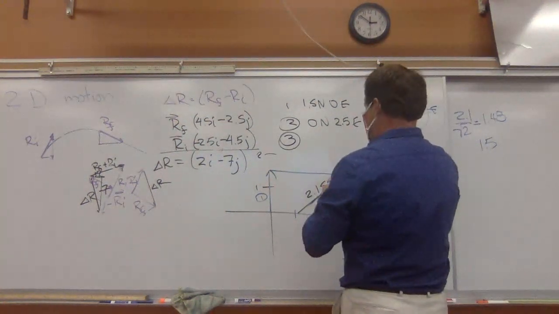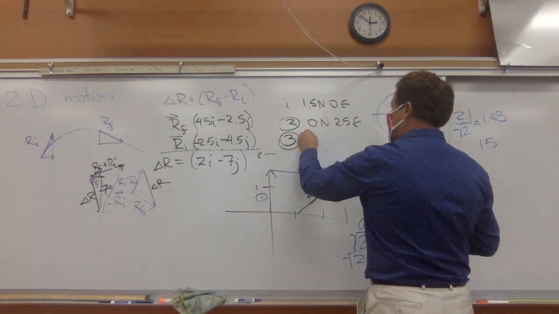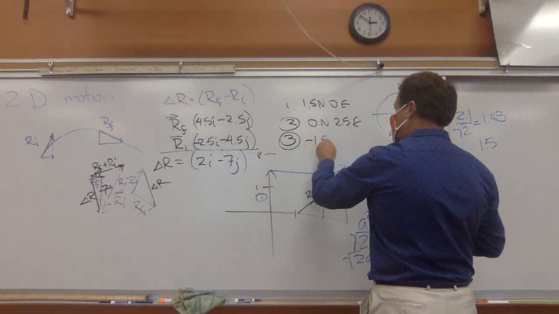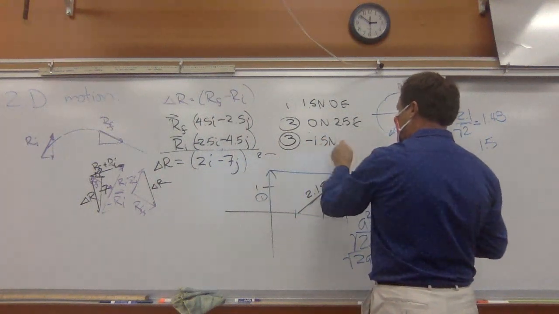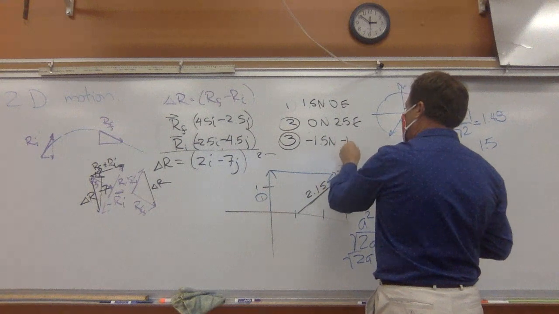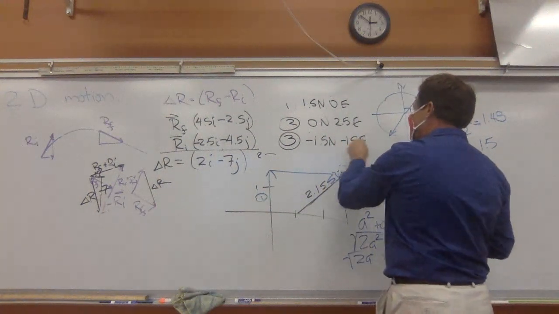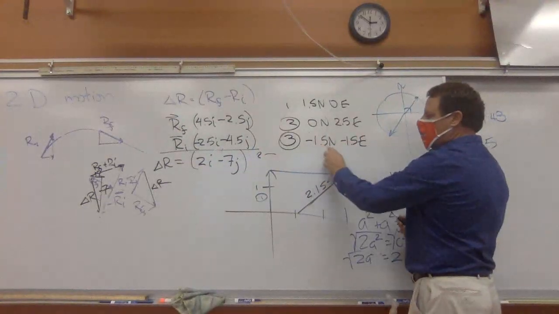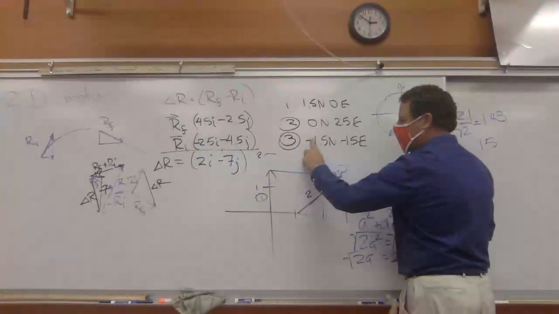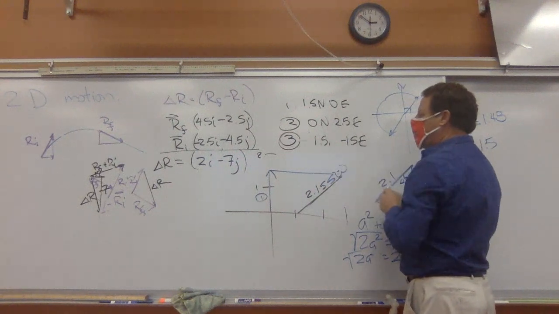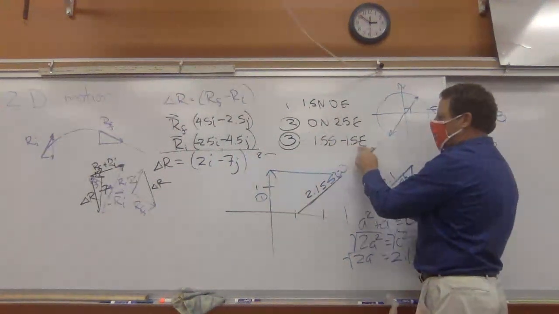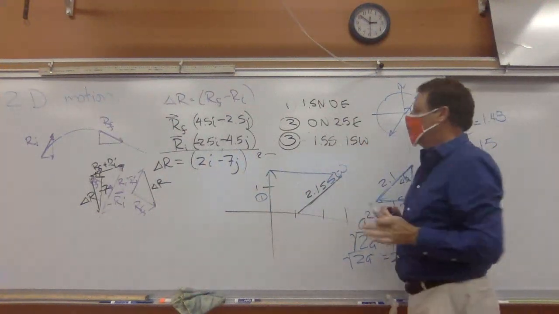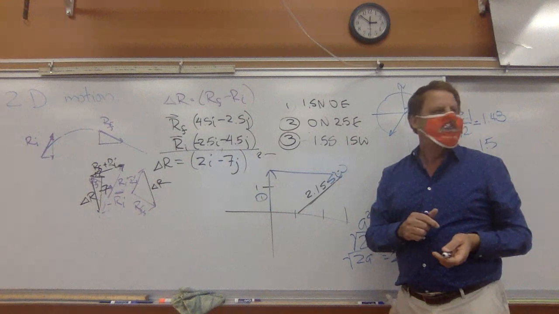2.1 divided by the square root of 2 is going to be 1.48. Let's call that 1.5. But that's 1.5 this way and 1.5 that way, down and to the left. So when we put it in here, we are going to say negative 1.5 north and negative 1.5 east. Negative 1.5 north is the same thing as south, and negative 1.5 east is the same thing as positive 1.5 west. Are you guys with me there?